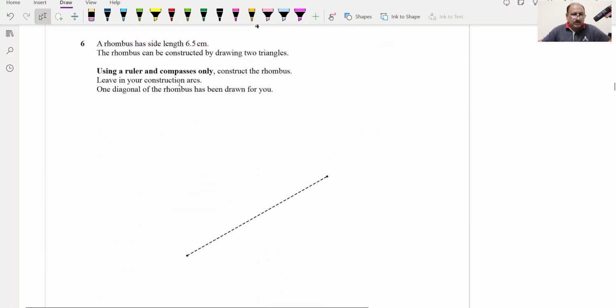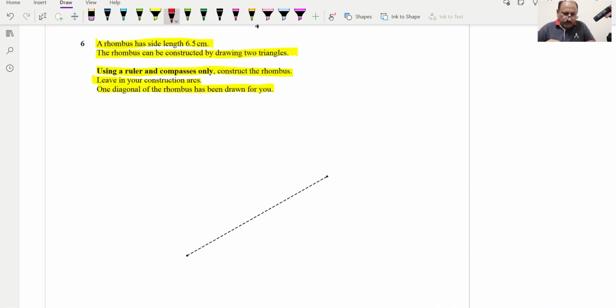Then comes question number 6. Question number 6 says a rhombus has side length 6.5. The rhombus can be constructed by drawing two triangles. Use a ruler and compasses only to construct the rhombus. Leave in your construction arcs. One diagonal of the rhombus has been drawn for you. So this diagonal, basically they have already drawn for us.